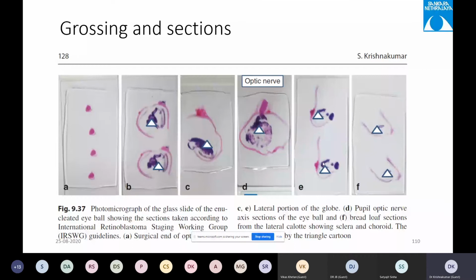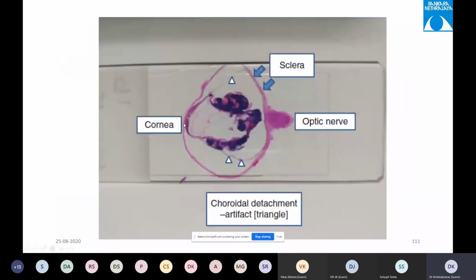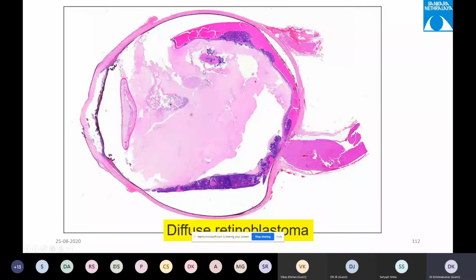You find here a glass slide containing an eyeball showing a corneal side, optic nerve side, scleral side. This is retinoblastoma arising from the retina. This choroid is detached artifactually. This shows diffuse retinoblastoma. You find cornea, iris, lens. You find a retina showing, I think Vikas Khetan has seen a couple of cases and I think he has published it. This is the optic nerve.